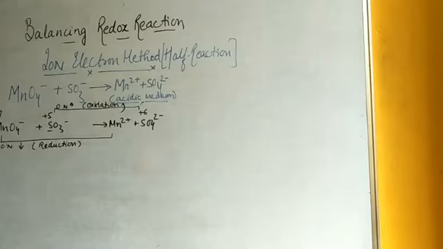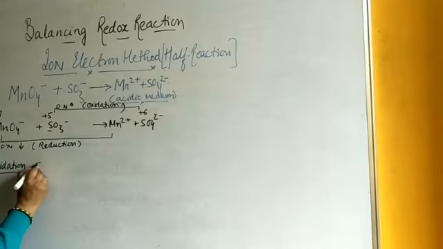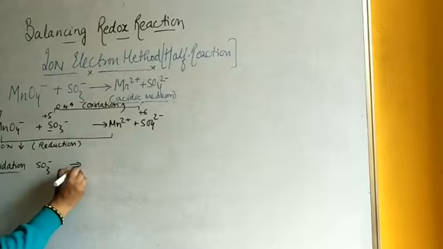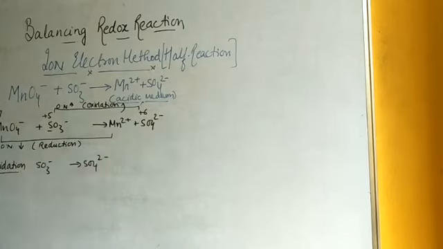So first of all, this step should be clear: oxidation is taking place of SO3 negative, right? And that of manganese, it is plus 7 to plus 2, so here the reduction is taking place, right? So second step, we are going to split up the reaction. Let's first write for the oxidation. The oxidation reaction is SO3 negative giving SO4 2 negative, right?